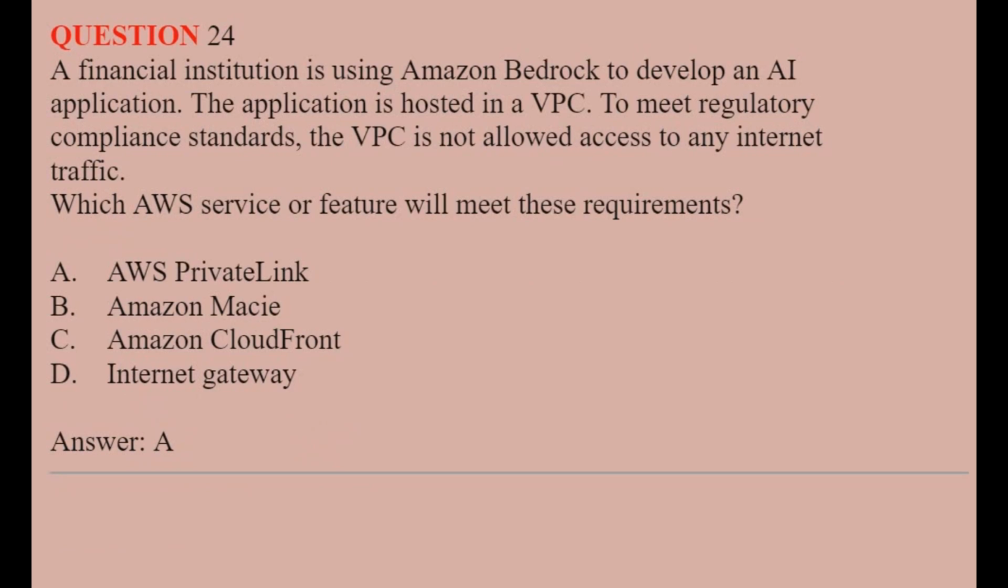Question is, a financial institution is using Amazon Bedrock to develop an AI application. The application is hosted in a VPC. To meet regulatory compliance standards, the VPC is not allowed access to any internet traffic. Which AWS service or feature will meet these requirements? Option A. AWS PrivateLink. Option B. Amazon Macie. Option C. Amazon CloudFront. Option D. Internet Gateway. Correct answer is option A.